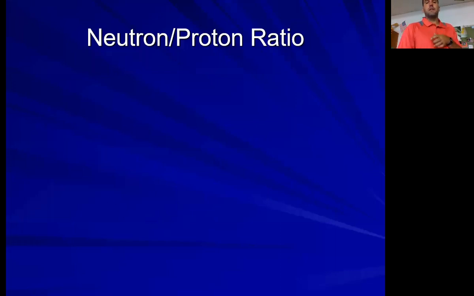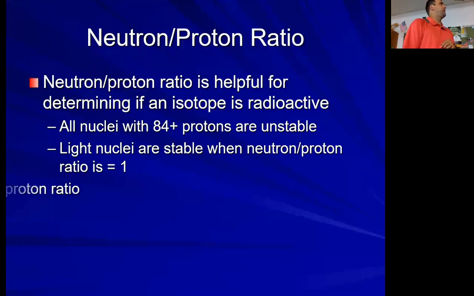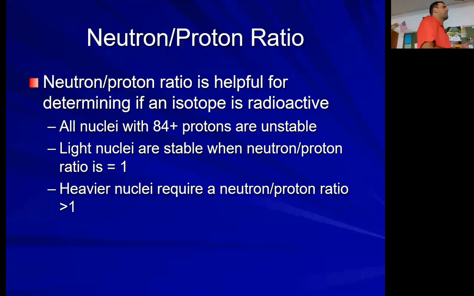There's a couple of rules, and if you want to take the AP exam, this is where they ask a lot of questions: what things are stable, what things are unstable, because that's where you want to get. That's what the neutron-proton ratio is for.